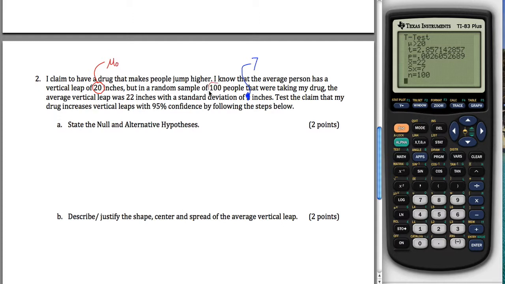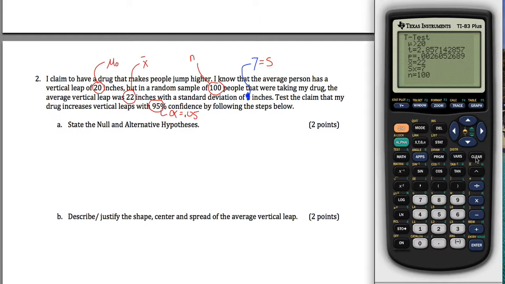But in a random sample of 100 people, sounds like n, that were taking my drug, the average was 22. The sample average, x bar, is 22, with a standard deviation of 7 inches. Test the claim that my drug increases vertical leaps with 95% confidence. That is alpha equals 0.05. By following the steps below.